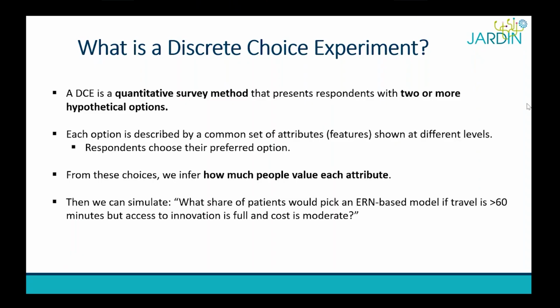There is a set of common attributes that we use in order to describe the alternatives, for instance, the program of care. These are shown at varying levels. And then we ask respondents to choose their preferred option. We give them repeated choices, and from these observed choices we infer how much value people attach to the different organizational models, for instance, how much value they attach to access to innovation or out-of-pocket cost. So we can address those kinds of questions using a discrete choice experiment.